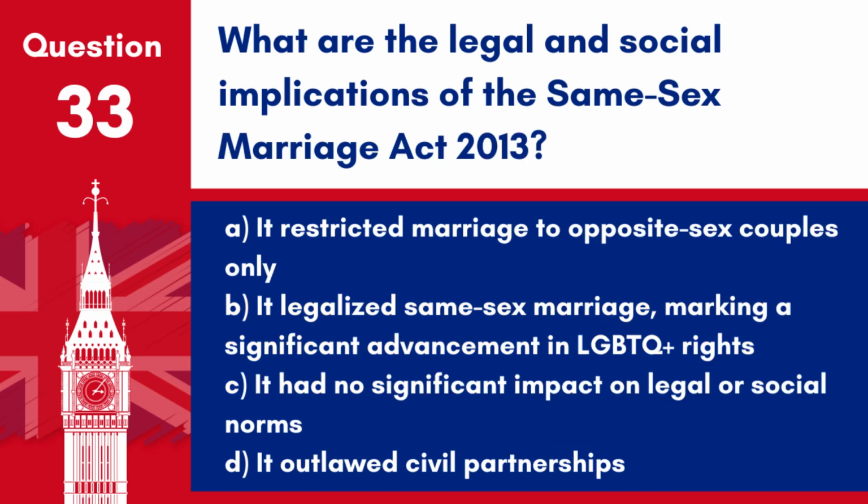Question 33. What are the legal and social implications of the Same-Sex Marriage Act 2013? A. It restricted marriage to opposite-sex couples only. B. It legalized same-sex marriage, marking a significant advancement in LGBTQ+ rights. C. It had no significant impact on legal or social norms. D. It outlawed civil partnerships.